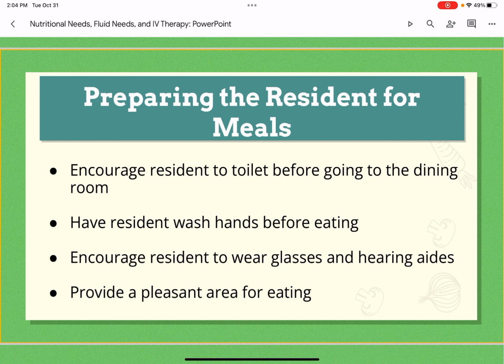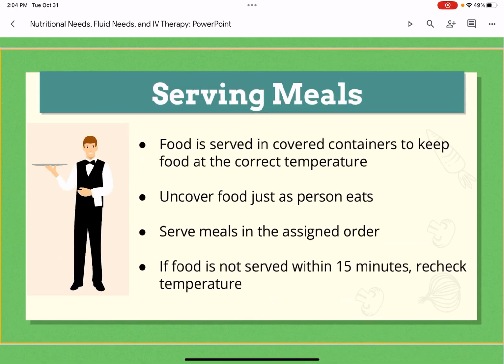If the resident is eating in his or her room, remove the bedpan or urinal from view. Position the patient in an upright position. If in the wheelchair, lock the wheels. Before serving meals, wash hands. You want to offer or provide the resident with a clothing protector.